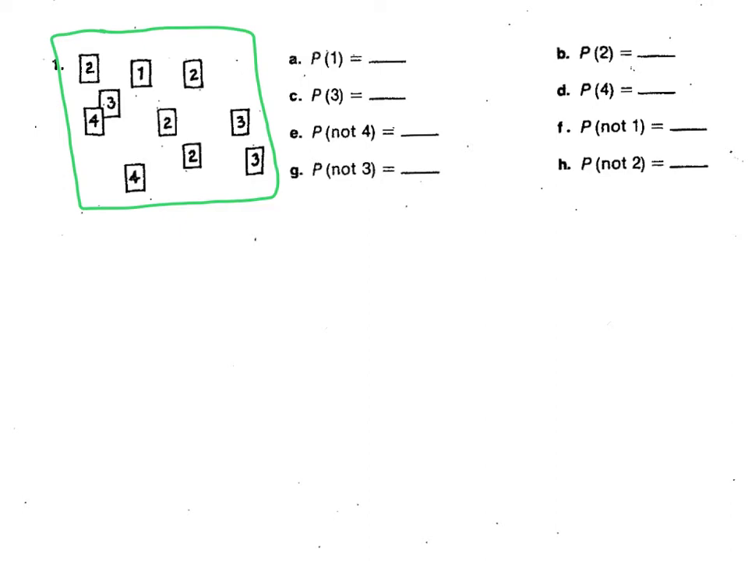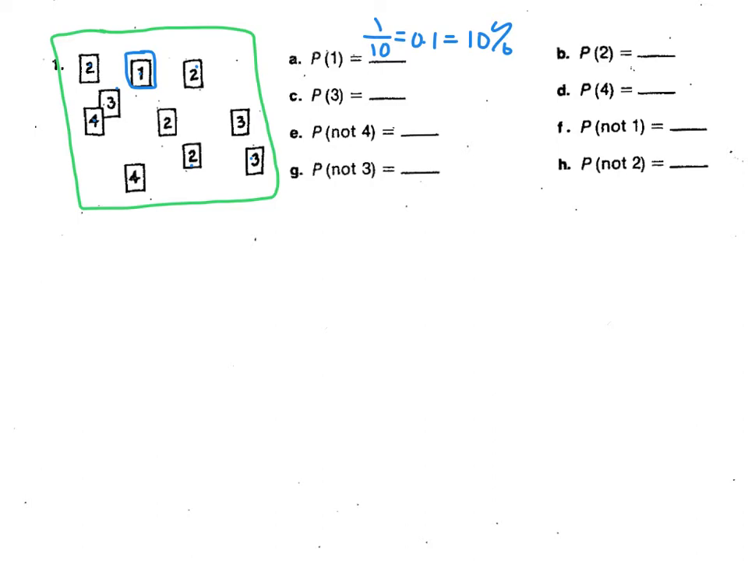So the first one, letter A, is the probability of getting a 1. Well, if you look at the picture, there is 1 out of all the cards. So there's only 1 out of, we need to know what the total is. So I'm going to count the total. 1, 2, 3, 4, 5, 6, 7, 8, 9, 10 cards in this sample. So the probability of getting a 1 is 1 out of 10. If you divide that, you get 0.1, which is the same as 10% probability.